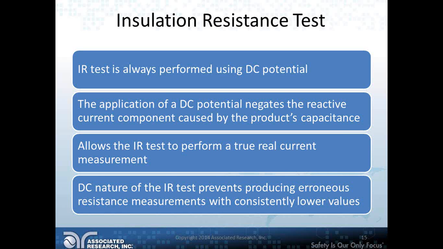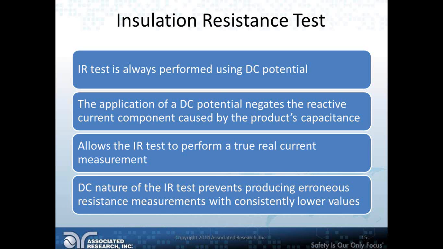We know that all products, or most products, are somewhat capacitive in nature, and when a potential is applied to it, especially an AC potential, there will be a real and a reactive component of current. The real due to the resistance, and the reactive due to the capacitance of the product.